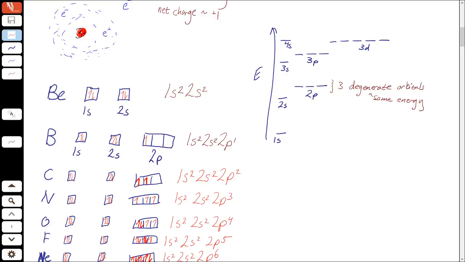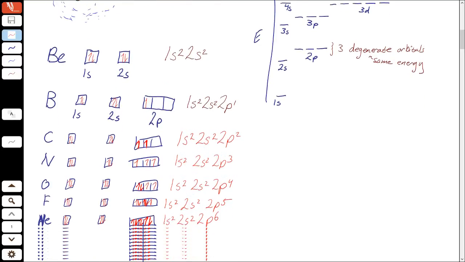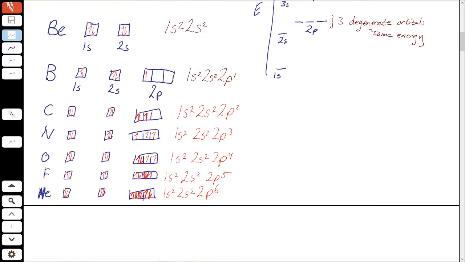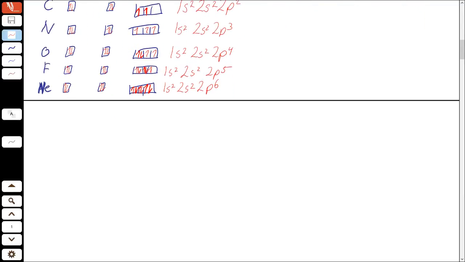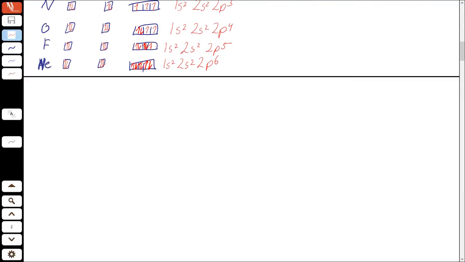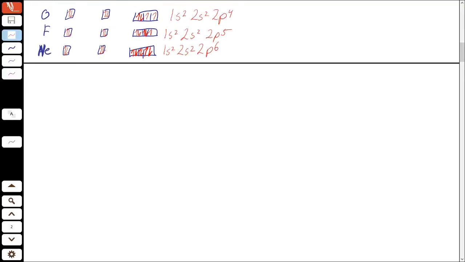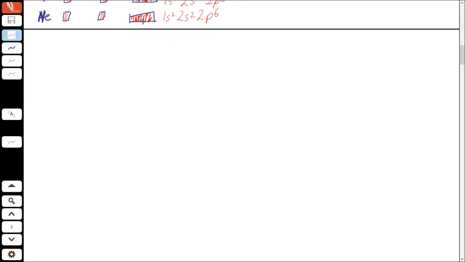All right. As we continue filling up orbitals, we keep following those same ideas and those same rules until it starts to get weird. That's the theme of today. Everything gets very weird today.